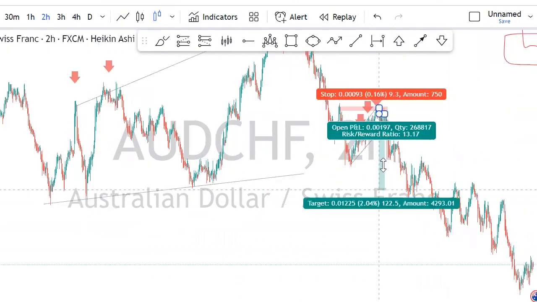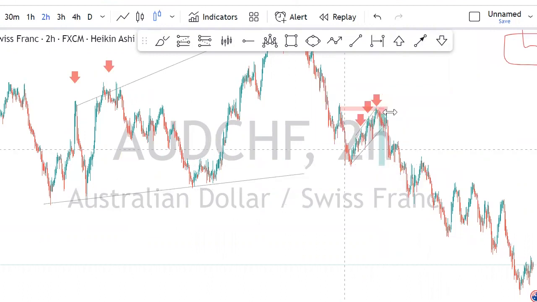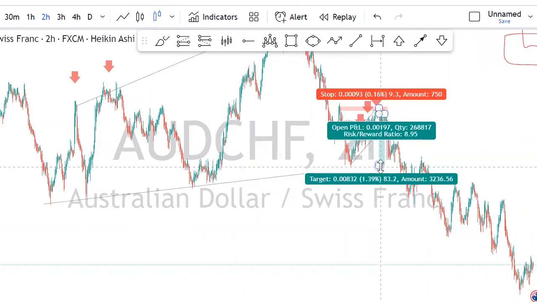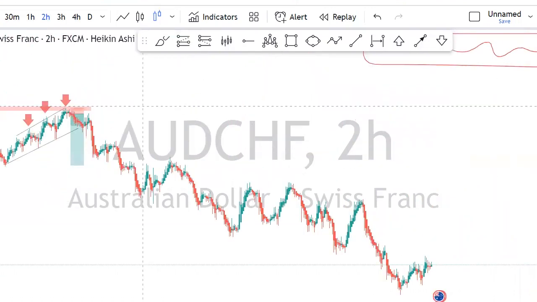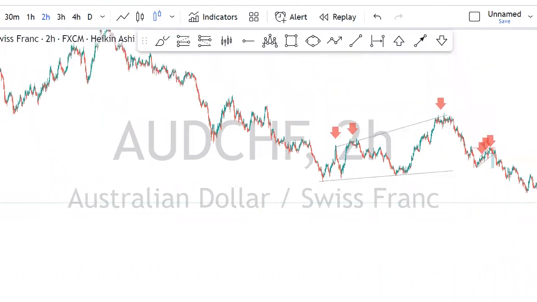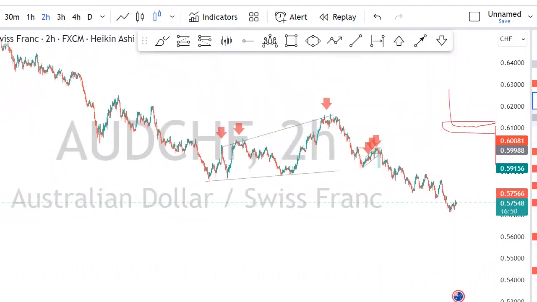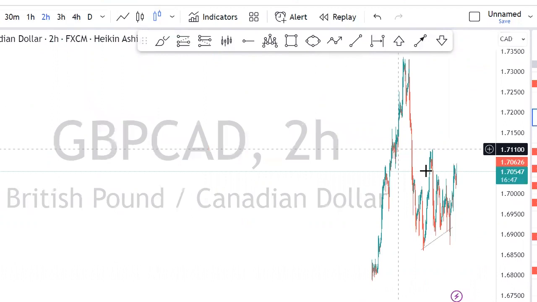I would have just waited for the 90% rule of the structure that we traded, which is about over 1%, which is not bad. It's decent profits. So that is it with the setup. That was AUD against CHF.